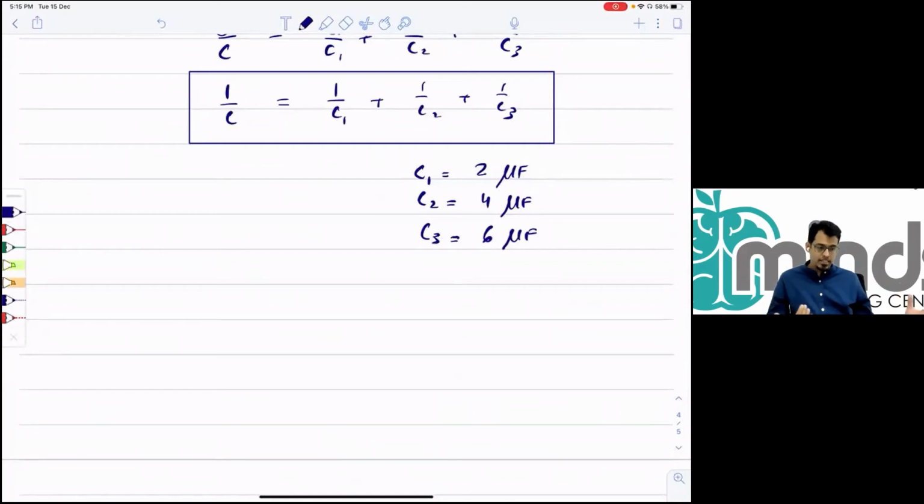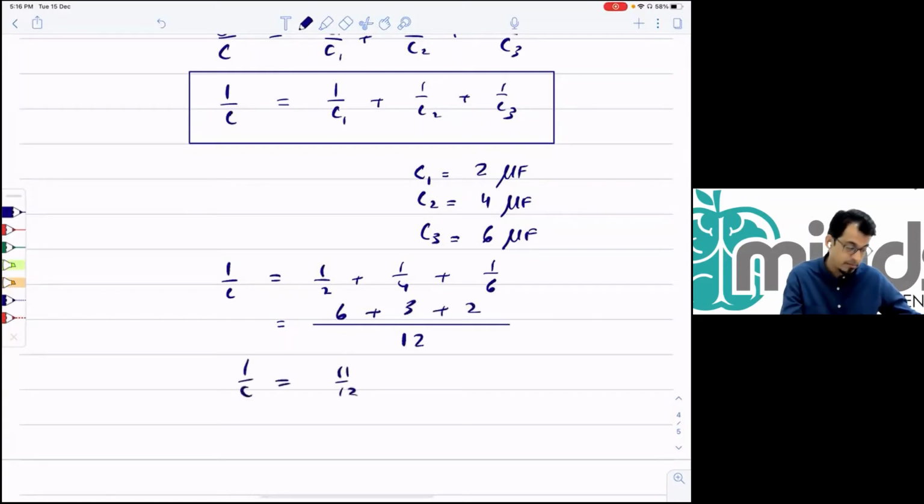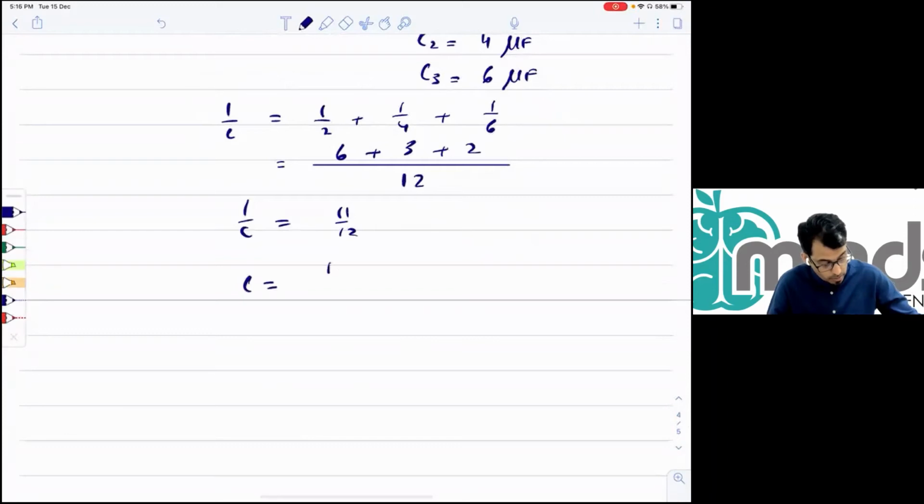If I connect them in series, so I can calculate their equivalent how? 1 over C equal 1 over 2, 1 over 4, 1 over 6. So it will be 12. It will become 6 plus 3 plus 2. It will become 11 over 12. This is 1 over C. So the value of C will be 12 over 11. And if I simplify it, what I will be getting? 1.08.